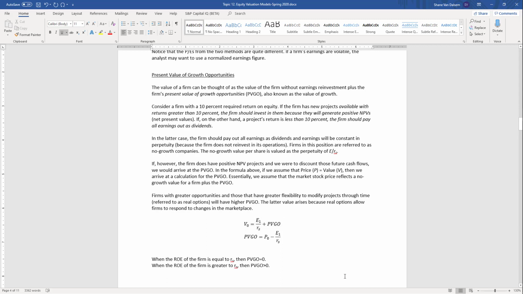Tesla is the other extreme. They're not generating any earnings. So this first number here would actually probably be a little negative because their earnings are negative, but we would assume that it's just zero. Okay, there's no value being assigned to the current earnings because they're negative, and so the entire value of Tesla is based on the present value of growth opportunities.